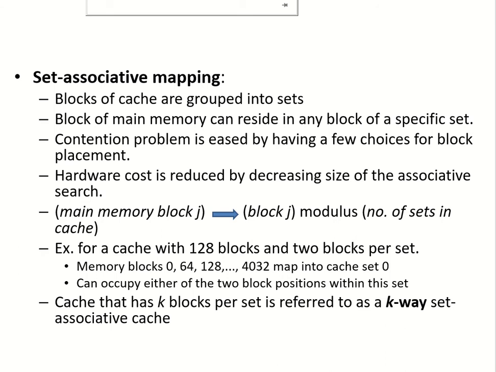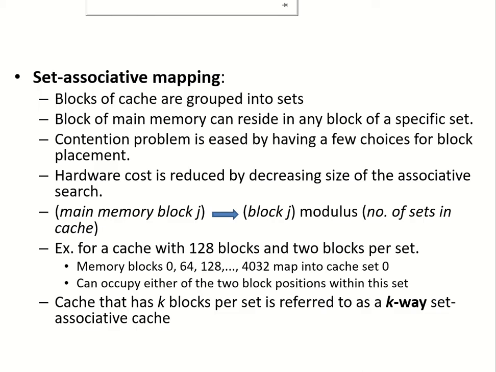Whenever a main memory block has to be brought into the cache, a mapping function helps determine where that main memory block will be placed in the cache. As we have seen earlier in direct mapping, each main memory block can be placed only in a specific block of the cache.